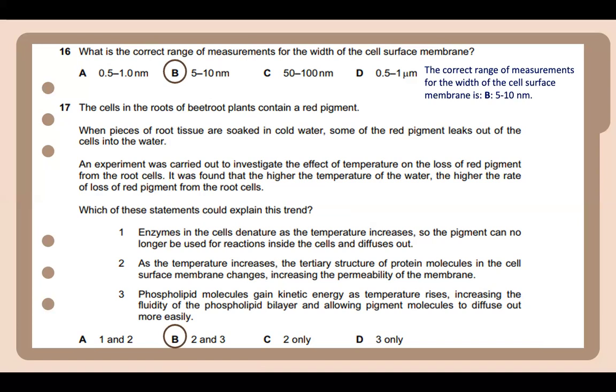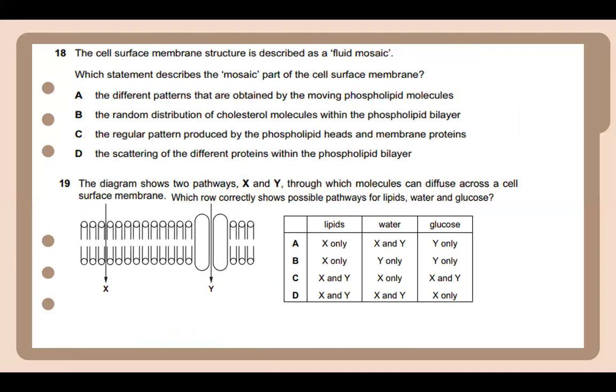Statements 2 and 3. Statement 2 is, as the temperature increases, the tertiary structure of protein molecules in the cell surface membrane changes, increasing the permeability of the membrane. And statement 3, phospholipid molecules gain kinetic energy as temperature rises, increasing the fluidity of the phospholipid bilayer and allowing pigment molecules to diffuse out more easily.